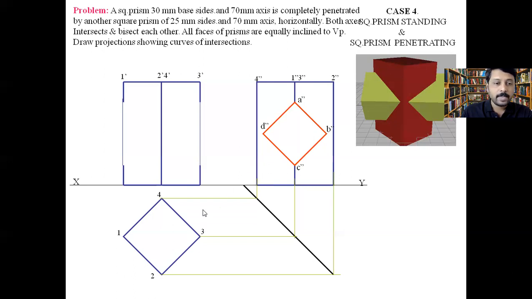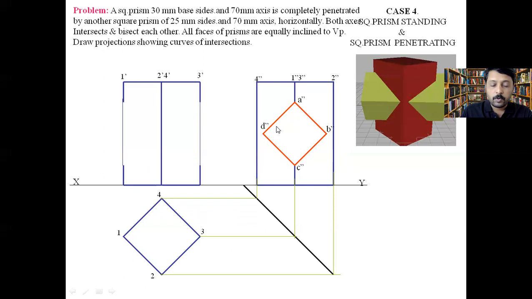Make sure that whenever you draw a top view, there will be only 1, 2, 3, 4. When you draw front view, you can go with 1 dash, 2 dash, 3 dash, 4 dash. And when you go to the side view, you go for 1 double dash, 2 double dash, 3 double dash, 4 double dash. So all the points given in this particular view will have double dash notation. All the points drawn in the front view will have single dash notation. And all the points drawn in the top view will not have any notation. Only points have to be there.